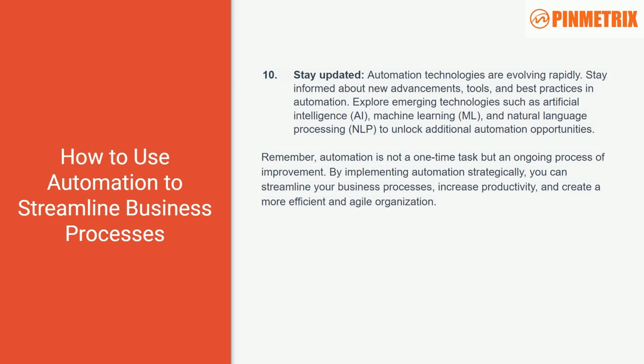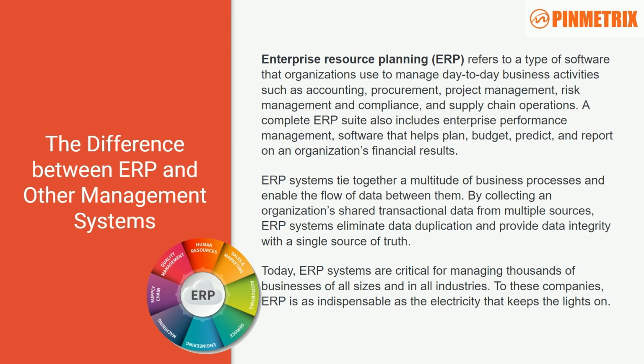Let's look at the difference between ERP and other management systems. So, the word ERP itself is an acronym for Enterprise Resource Planning, which actually refers to a type of software that organizations use to manage day-to-day business activities. And such could be like accounting, procurement, project management, risk management, supply chain, manufacturing, and so many others.